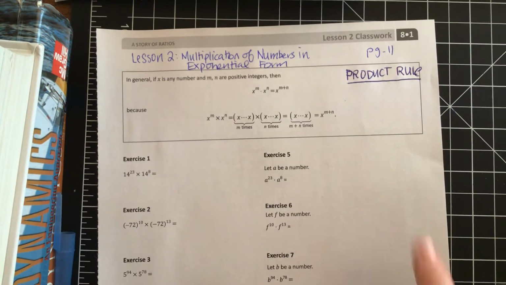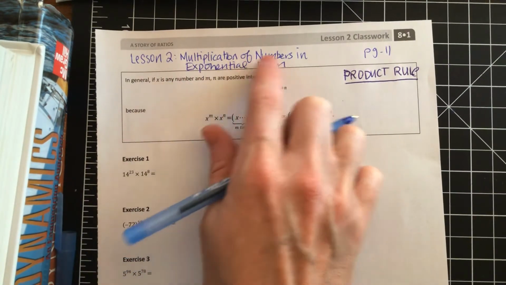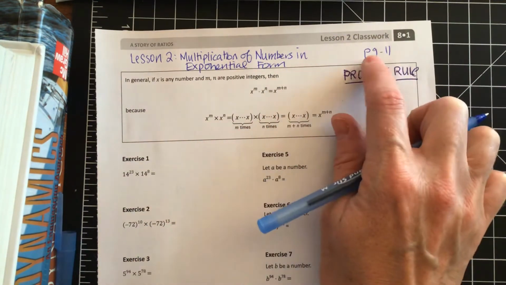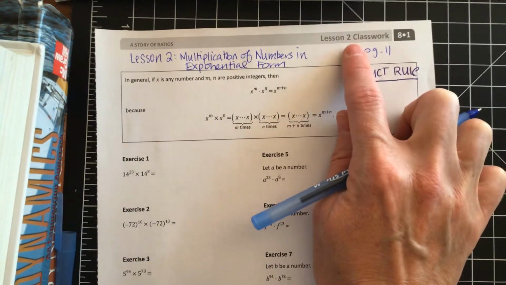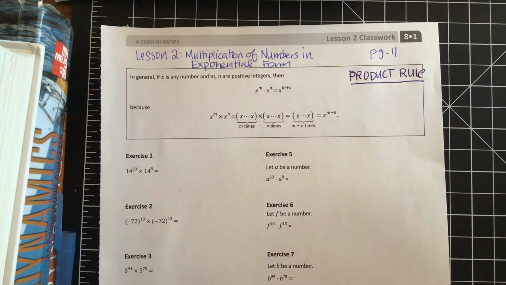You're on lesson 2, multiplication of numbers in exponential form. It's on page 11 of your workbook. So it's the first page of your lesson 2.